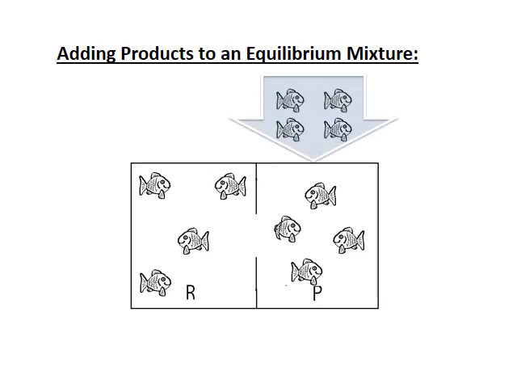If I added fish to the product side, the same sort of thing is going to happen. I end up with too many fish on the product side, and I'm going to shift back to my reactants.